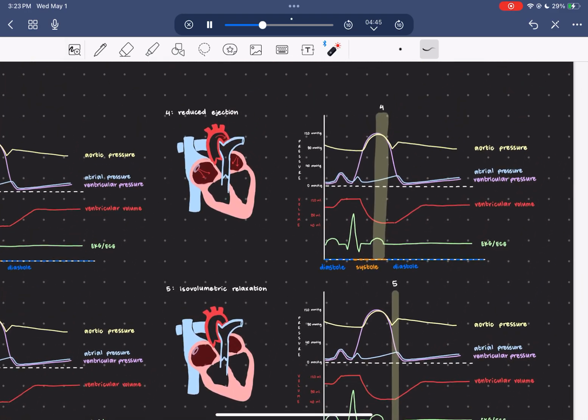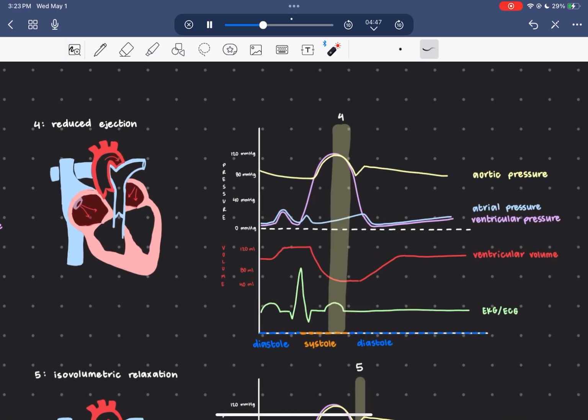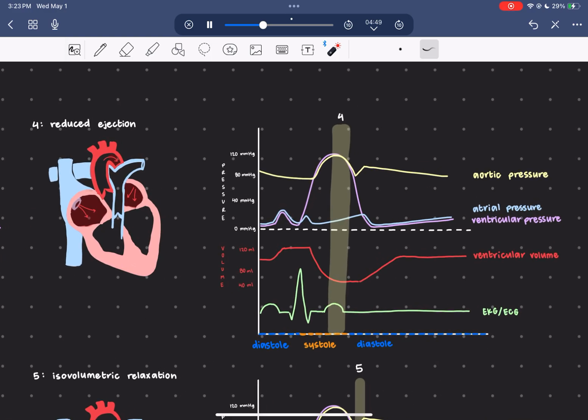Next, we have reduced ejection, which is step 4. Now, this is at the end of our EKG, or the T wave, sorry. And we're not going to have much blood in the ventricles, which is why we are at our lowest point within this graph for ventricular volume, because there's no blood in the ventricles. We've gotten it all out from our previous step.